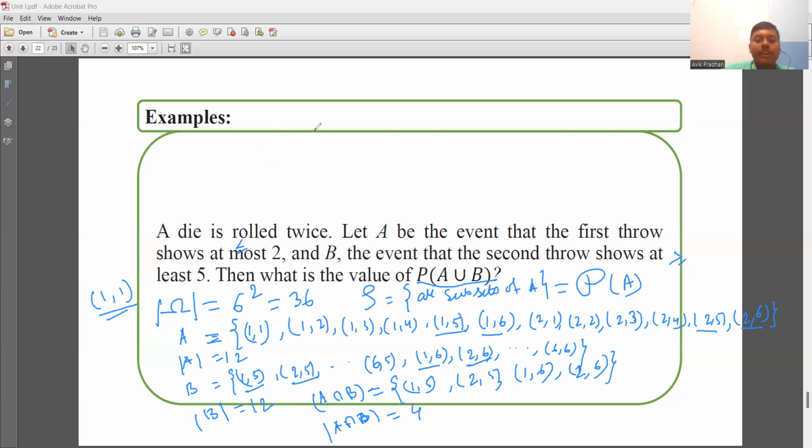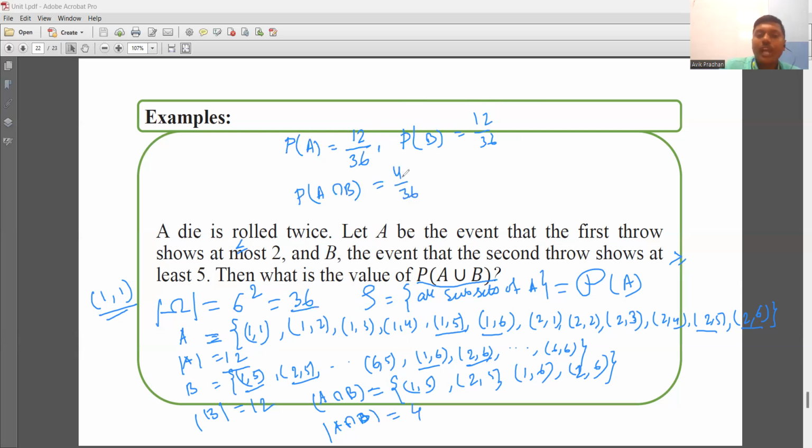So now let us find the probability. So probability of A is going to be 12 divided by 36. By the classical approach, the probability of A is equal to the number of favorable sample points for A divided by the total number of sample points. So total number of sample points is 36. The favorable number of sample points is 12. So 12 by 36. Probability of B will be equal to 12 by 36, and probability of A intersection B is going to be 4 by 36.